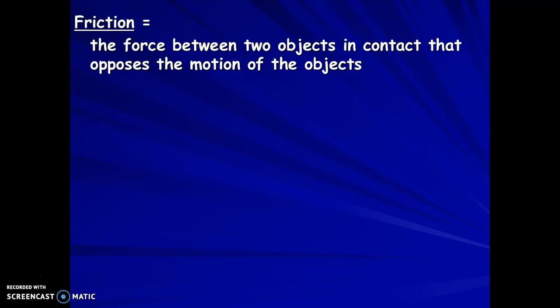Friction is the force between 2 objects in contact that opposes the motion of those objects. So I mentioned that in the first slide. When I push that chair across the room, eventually it stops because the floor is pushing up on it. There's also a little bit of air resistance that we'll talk about a little bit later.